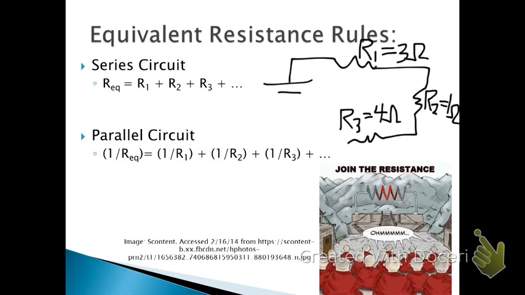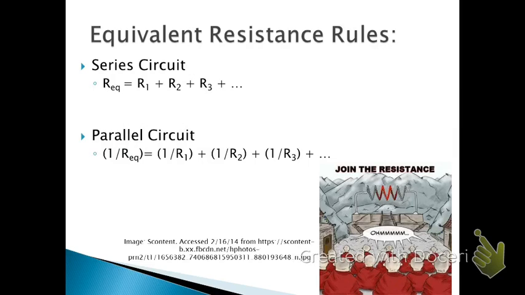Then that means, as far as the battery can tell, because it doesn't know what sort of circuit it's hooked up to, it just feels a total resistance of 3 plus 1 plus 4. So 8. Okay, not too bad. A parallel circuit's a bit different.